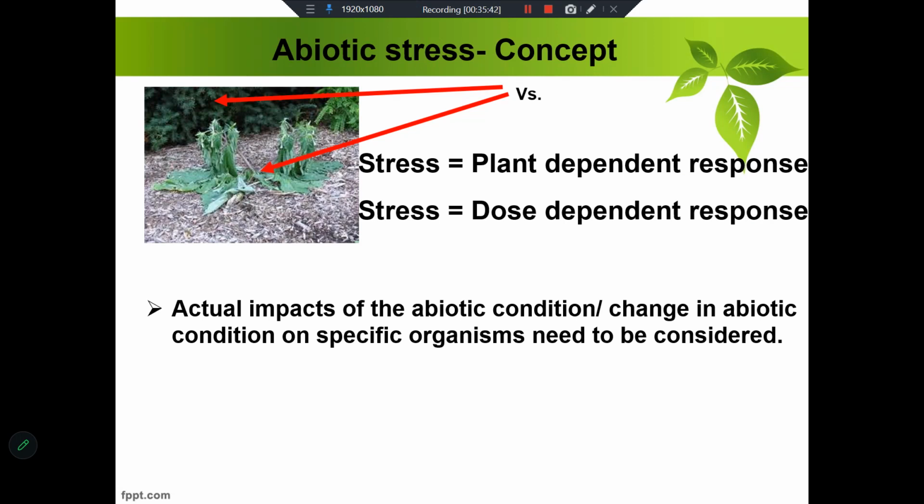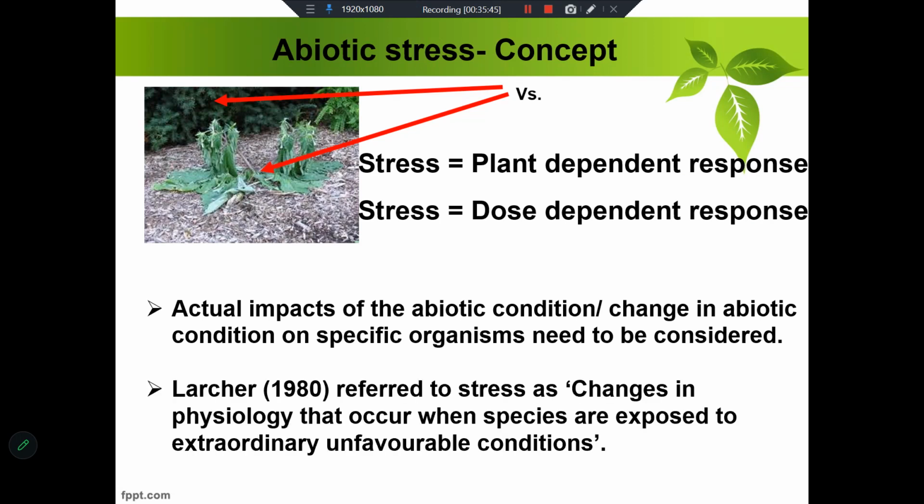define the abiotic stress. So something like this can be a very good definition for the abiotic stress according to Larcher 1980, referred to stress as changes in physiology that occur when species are exposed to extraordinary unfavorable conditions. Okay, so stressful condition or stress is actually the change in the physiology of the plant. Here you can see the physiology of the plant has been altered because it has been exposed to extraordinary unfavorable conditions going on in the environment.